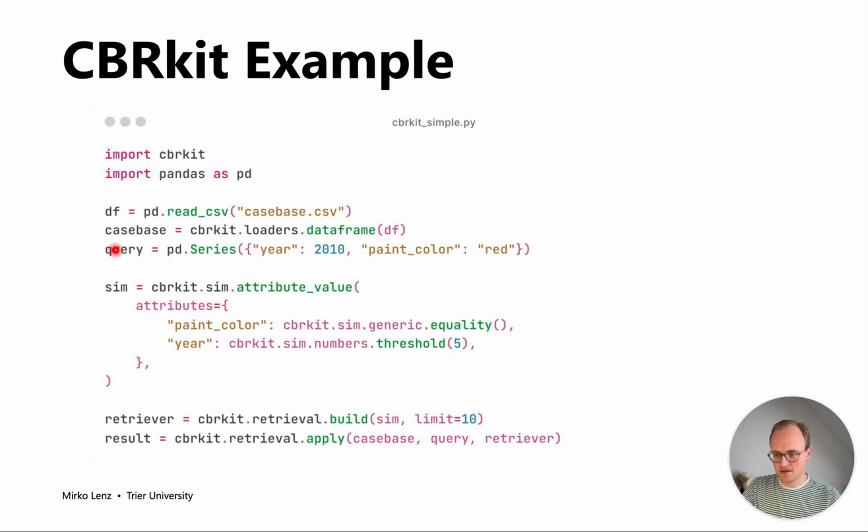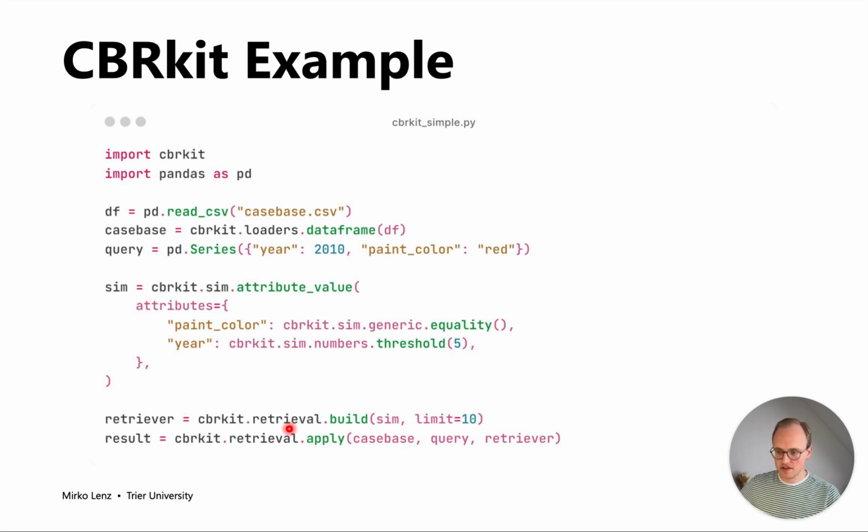So the query needs to have the same type as the cases in the casebase, so we define it as a pandas series with certain attributes here. And then we design a similarity function we want to use here. Given that we have a CSV, we can use the attribute value helper, which makes it easier to define similarity measures on tabular data. And we could, for instance, just say, okay, we have here now 2 attributes in our query. And for each of those, we define some similarity functions and say, okay, the paint color should be equal. So the car has to be red. And for the year, we use some threshold numerical similarity. You will see the definition later on.